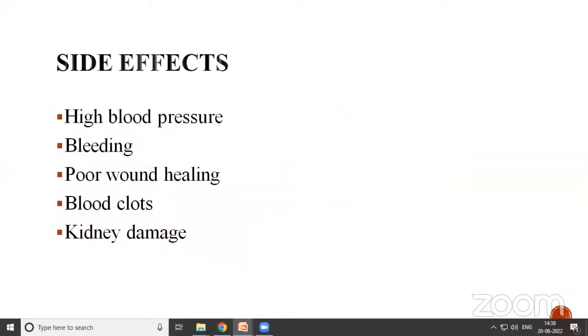Next, let us move on to side effects. By giving monoclonal antibodies, it may cause high BP, bleeding, poor wound healing, blood clots, kidney damage, and allergic reactions.